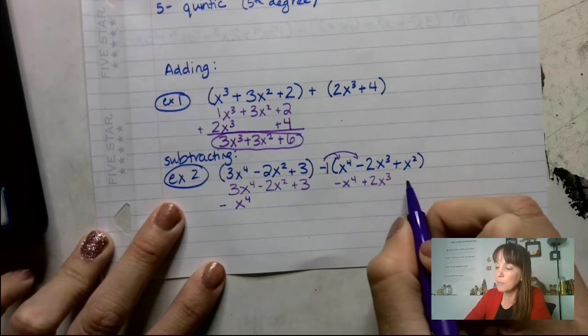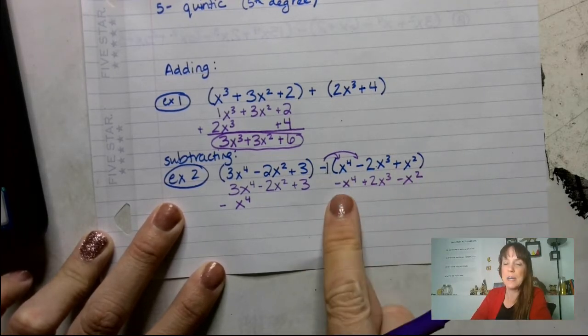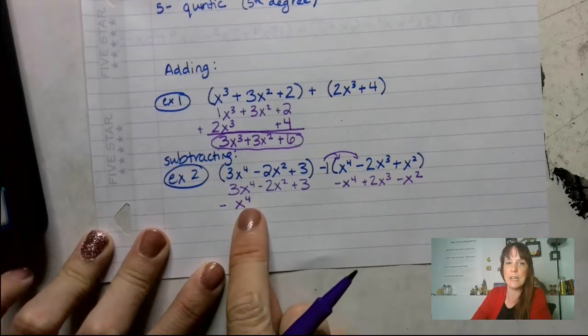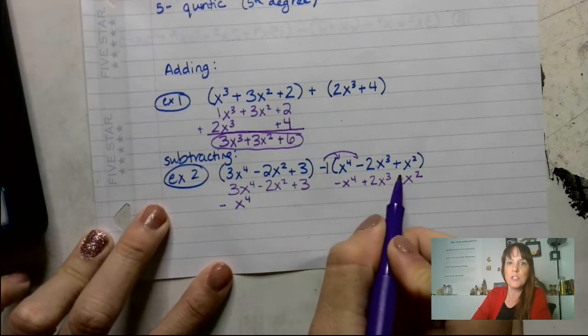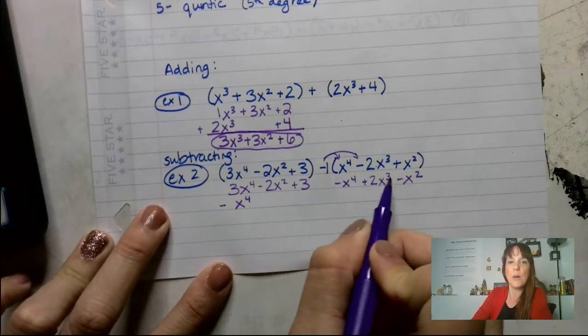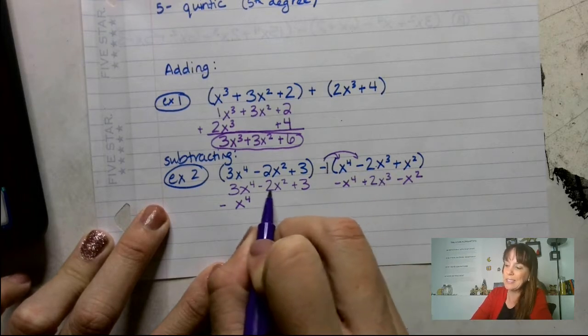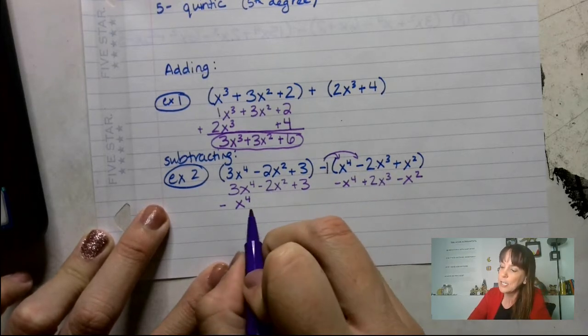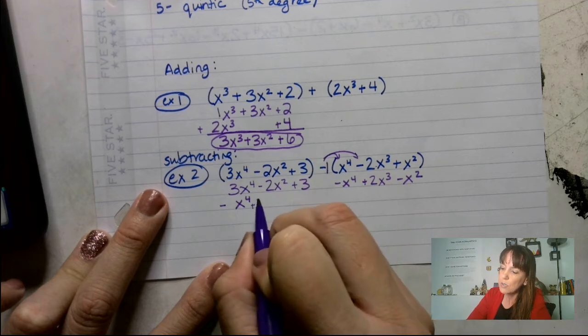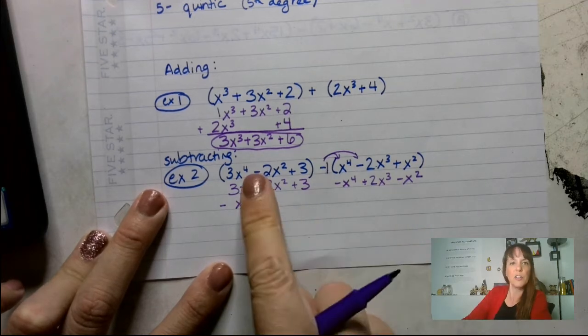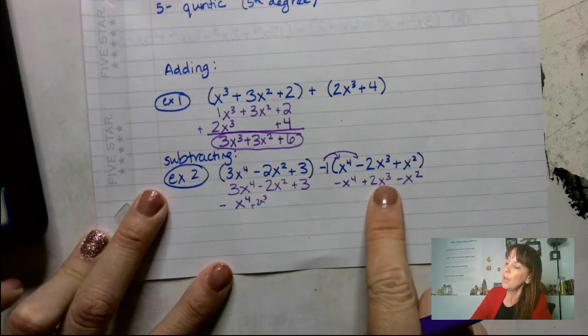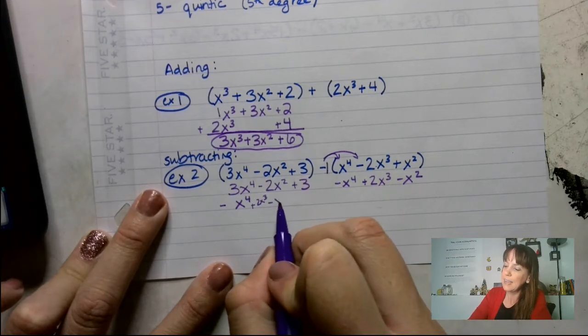Negative times a positive would be a negative x squared. So now I'm going to take these things here and bring them down right underneath here. Oh, but look at this, 2x to the third. I can't really line that up here because it's missing. So I'm going to put 2 plus 2x to the third. I'll squeeze that in there. I probably should have left a spot when I rewrote that. And then minus x squared.